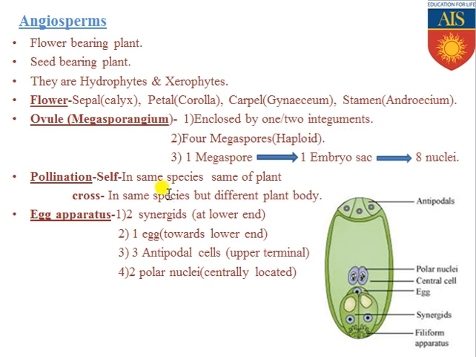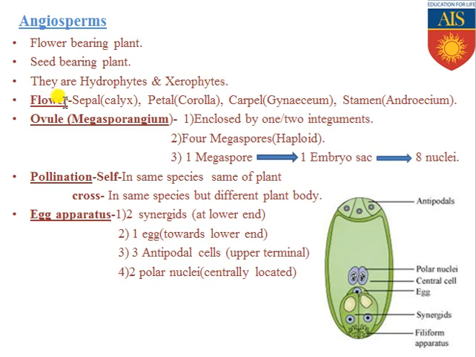Going for the last class, that is Angiosperm. In the Angiosperm we will be discussing the special features. They are the flower bearing plants. Seed is also present and that is not exposed, obviously remaining covered within the fruit. They can be hydrophytes, they can be xerophytes. That means they can be present in the water or aquatic environment, as well as in the desert environment.